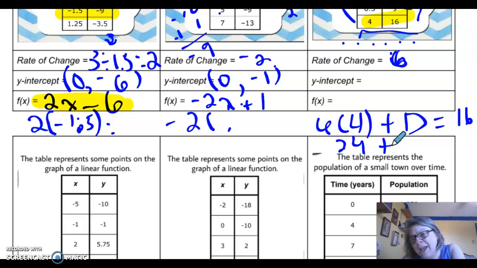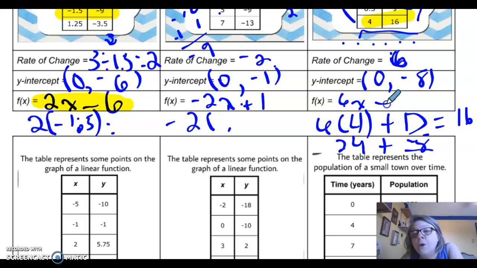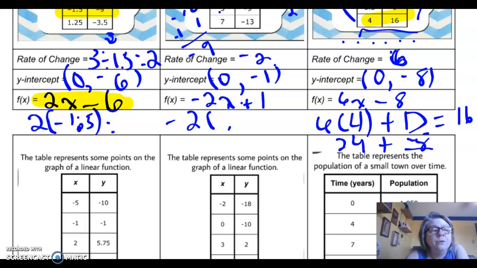well, I'm going to have to go down. That's going to have to be negative, because I'm going to get a smaller number. So 24 minus 16 is 8. So it's going to be 24 plus -8. So my y-intercept is 0, -8. That leaves my function to be 6x minus 8. And those are 3 kind of difficult ones.